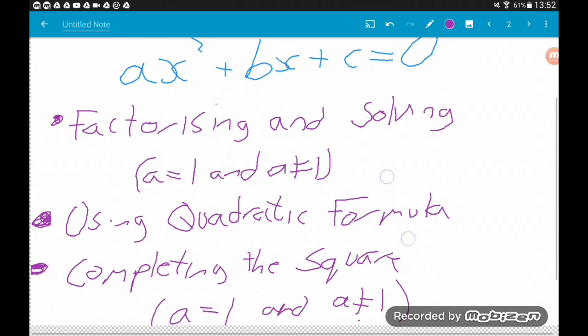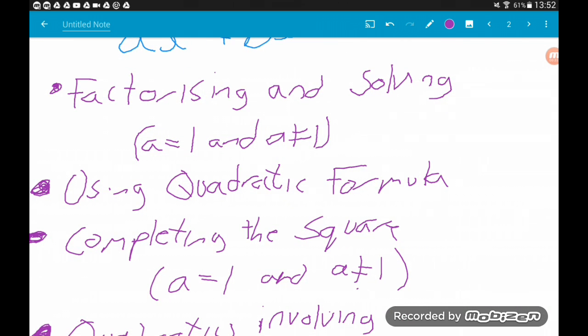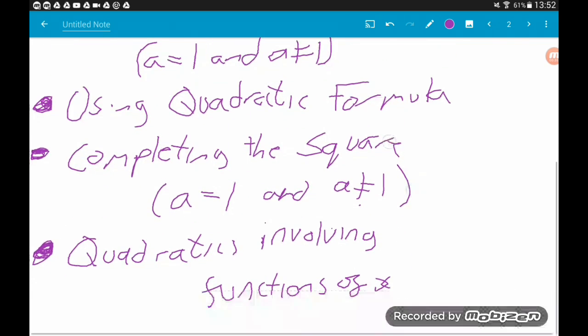Then we're looking at using the quadratic formula to solve equations. Then we're looking at completing the square, again when a is 1 and not 1. So when we're completing the square, we are finding coordinates of the vertex of the curve, which will either be a minimum or a maximum. So we need to be really happy doing that.